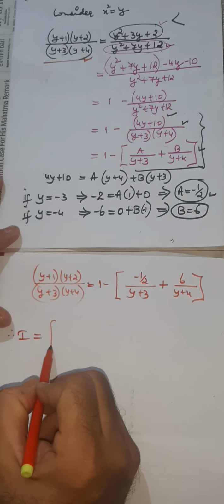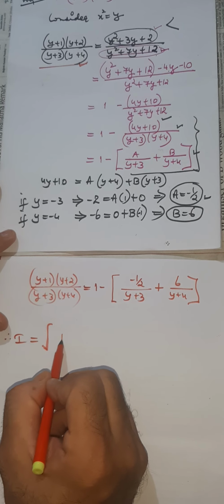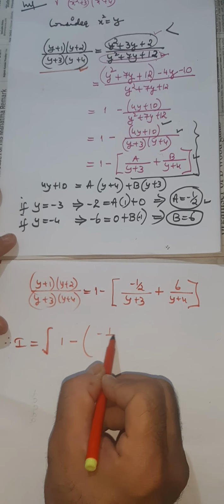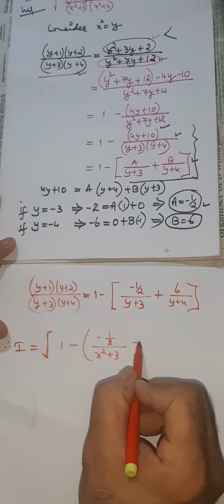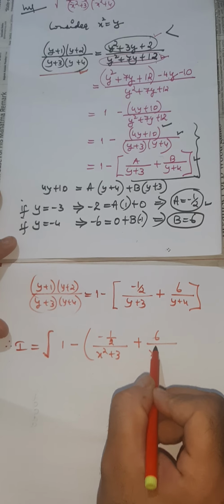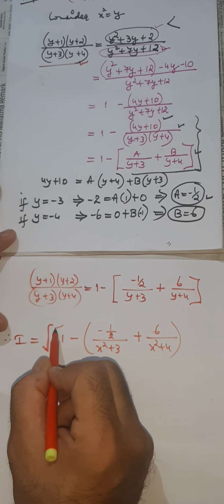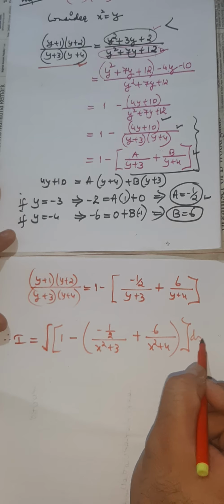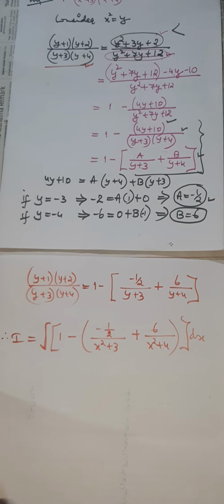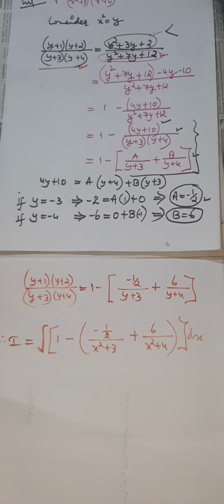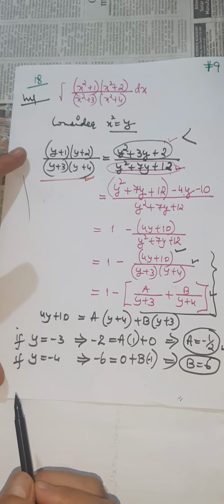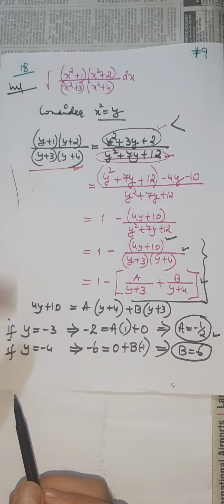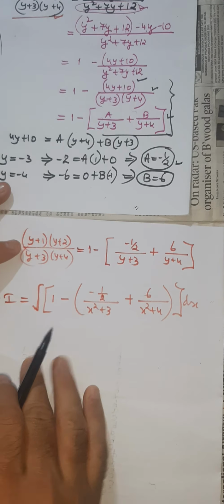So instead of this, now I'm just putting this: 1 minus 1 by 2 upon what was y, that is x square plus 3, plus 6 upon what was y, that is x square plus 4, the whole dx. Remember, I have not converted the integral into dy. I have just used this variable y for partial fraction method. This is partial fraction method. This is not the integration, remember. Now we'll do the integration.